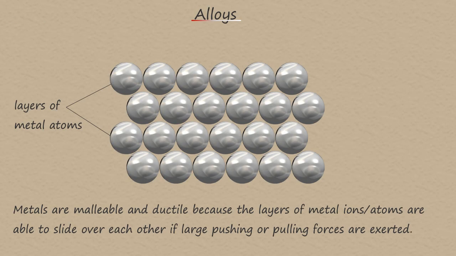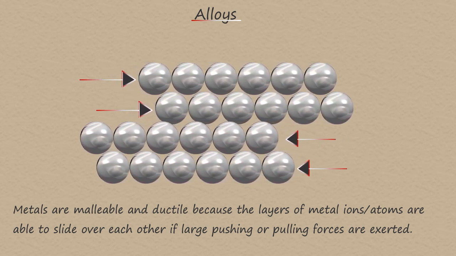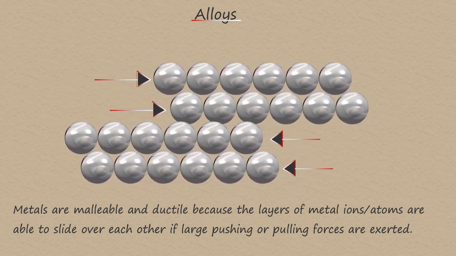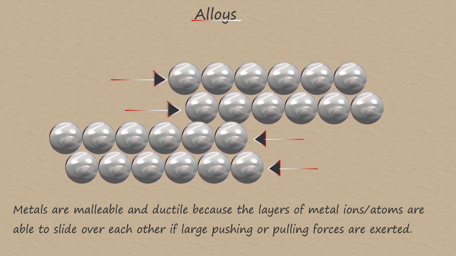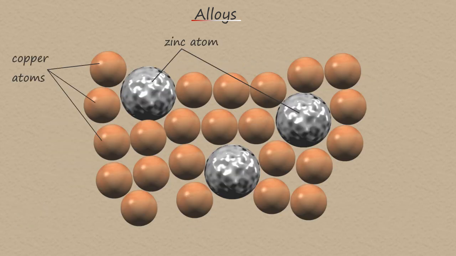As an example, consider the layers of metal atoms present in a metal. Now, if these layers of metal atoms are pulled or pushed, then the metal will stretch because the layers of metal atoms are able to slide over each other. However, by mixing in another metal, it is possible to make it much more difficult for the layers of metal atoms to slide over each other. This in turn will make the metal stronger and harder.